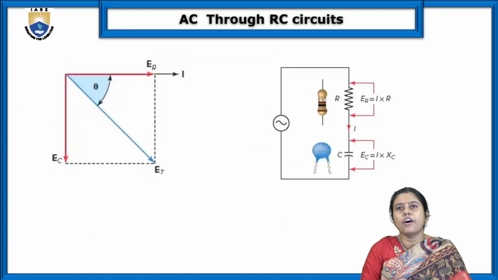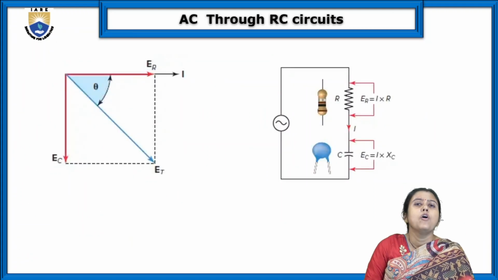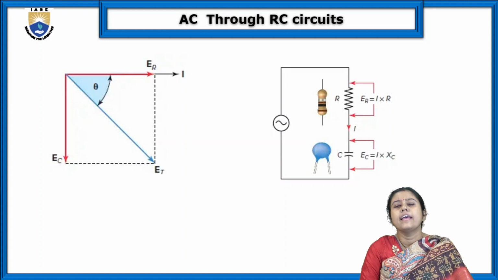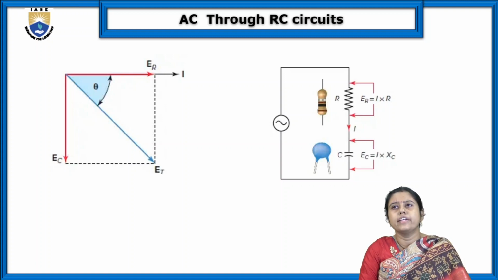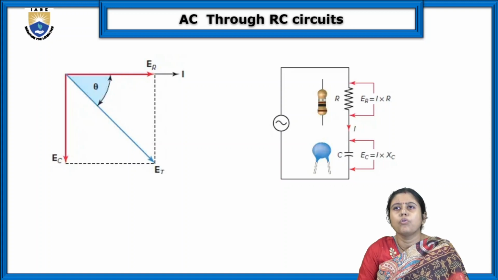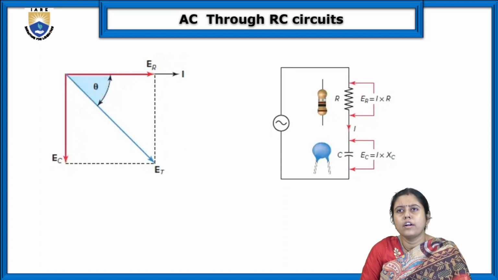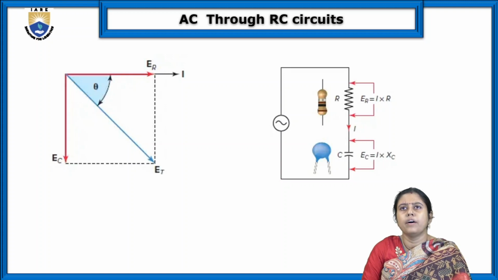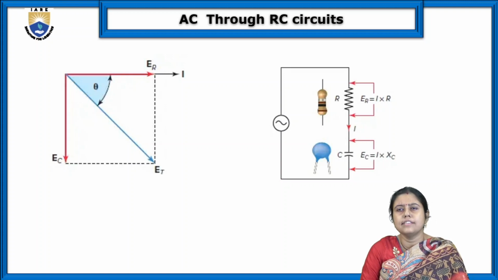Next, we are going for a mixed circuit, which is the practical case. In the practical case, we can't find a pure resistor, pure inductor or pure capacitor. So what do we want to do? We want to use an AC supply through an RC circuit.